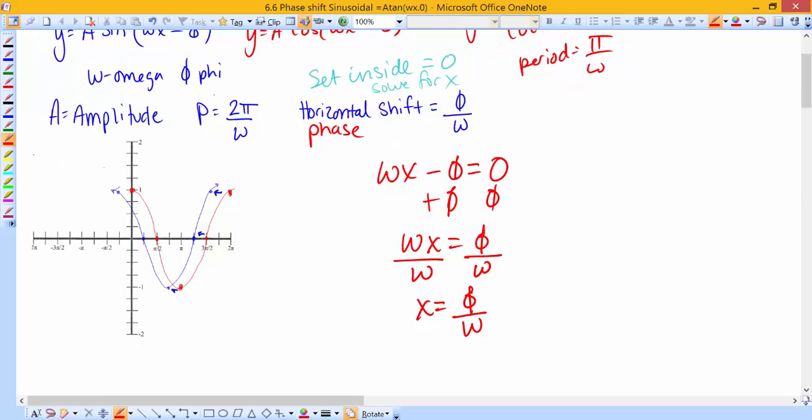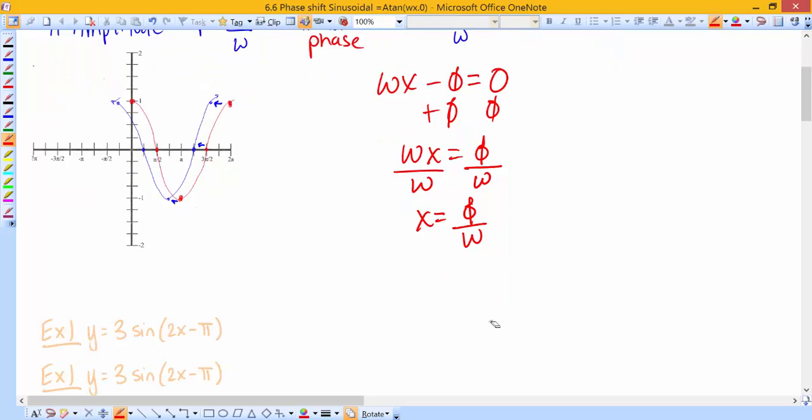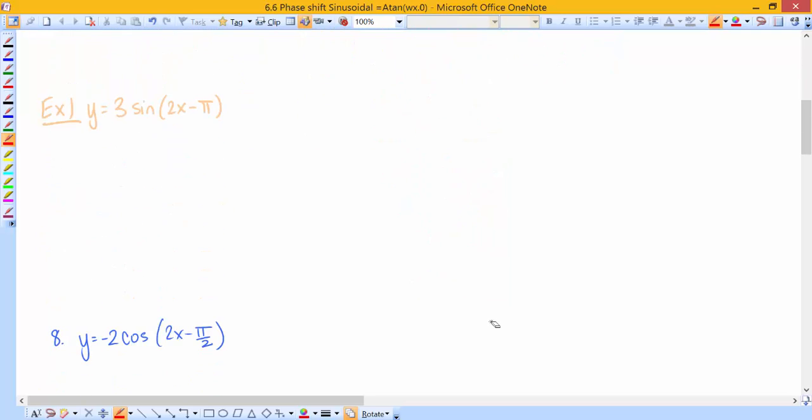So on a graph, you would actually graph, again, we're not going to do this right now. Today is just let's find the phase shifts. On a graph, you would graph the very base, whatever it is, your amplitude and your period. Then you would apply the phase shift. So if it was a plus pi, you would move your graph to the right, pi. If it was minus pi, you would move your graph to the left, pi. But that's going to be another day. Again, our focus right now is let's just find the phase shift.